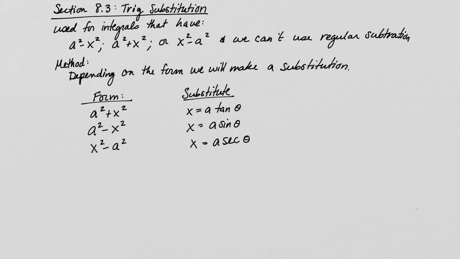Okay, so we're substituting one of these three things, right? Sometimes people ask me, how come you're never substituting cosine, or cosecant or cotangent? The reason is that, remember, things are paired together. Sines and cosines are paired together. Tangents and cotangents are related to each other. Secants and cosecants are related to each other. So these are the three substitutions that we make.